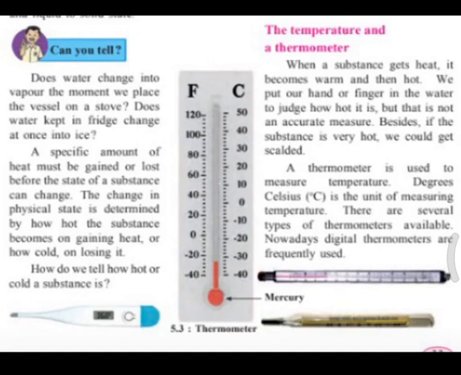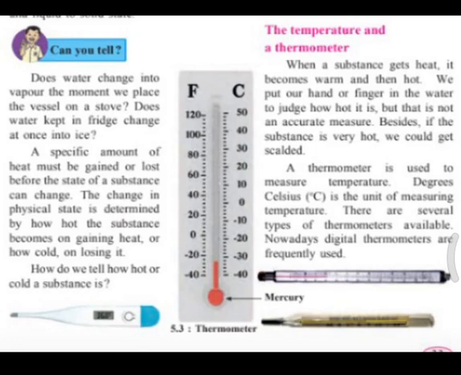When a substance gets heat, it becomes warm and then hot. Okay, children? When you heat any substance, first it will get warm and then, after some time, it will get cool. Okay? We put our hand or finger in the water to judge how hot it is, but that is not an accurate measure. Okay? Besides, if the substance is very hot, we could get scalded.